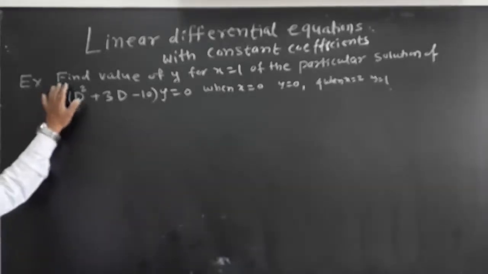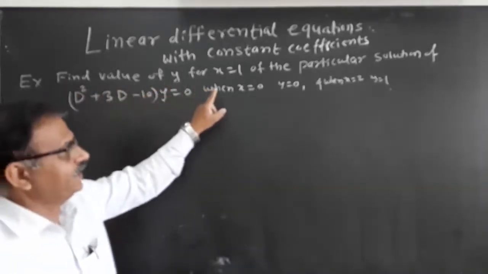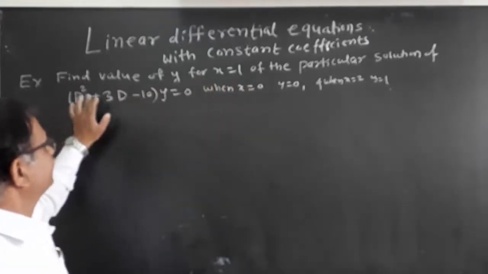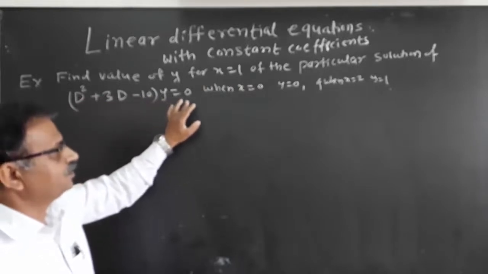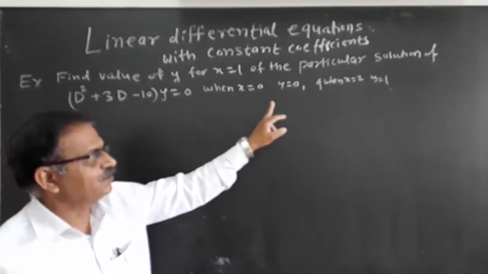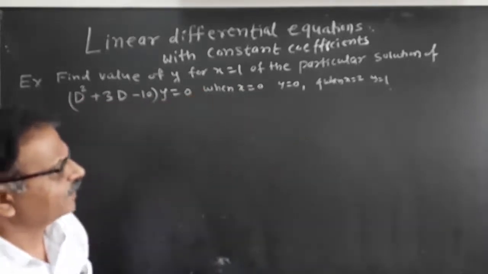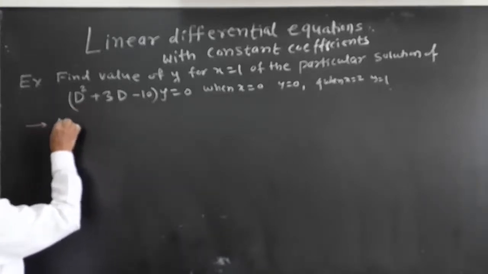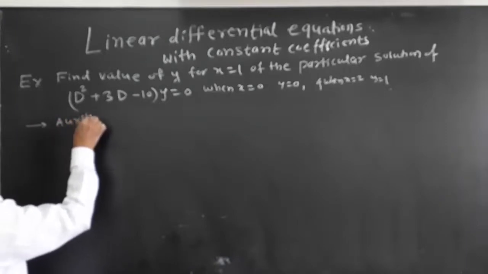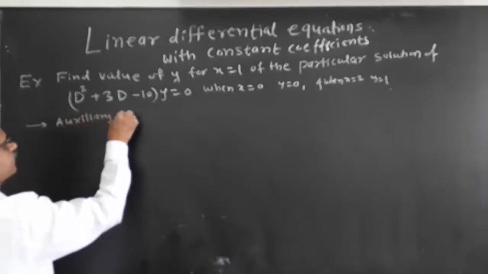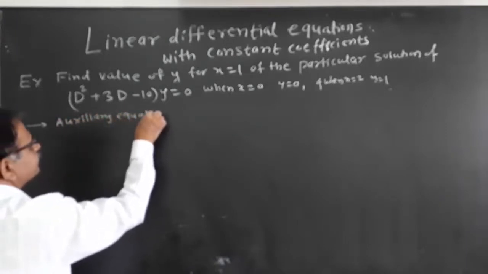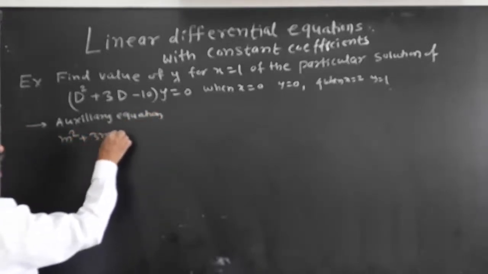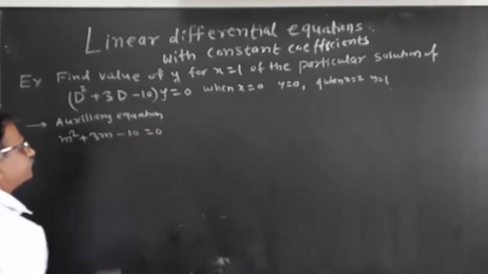Our problem is: Find the value of y for x equal to 1 of the particular solution of D square plus 3D minus 10y equal to 0, when x equal to 0, y equal to 0, when x equal to 2, y equal to 1. We shall solve this differential equation. For that, auxiliary equation is m square plus 3m minus 10 equal to 0.